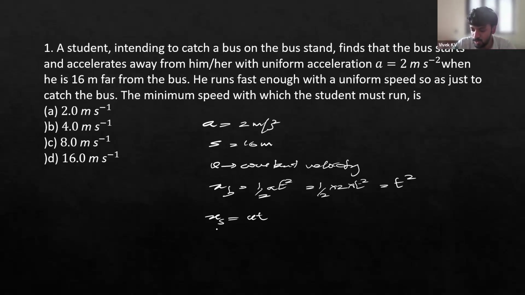Okay, so actually we will be equating these two equations, but there is a catch because the bus is 16 meter ahead of him. This means the student will be able to catch the bus when his position ut is equal to the position of the bus plus 16. So this is the equation that we have to solve, and I'm naming it as 1.